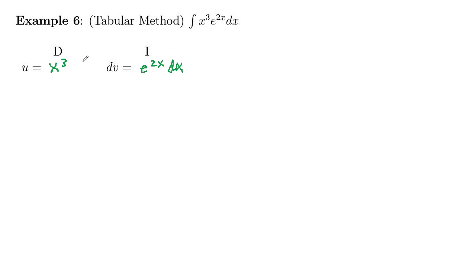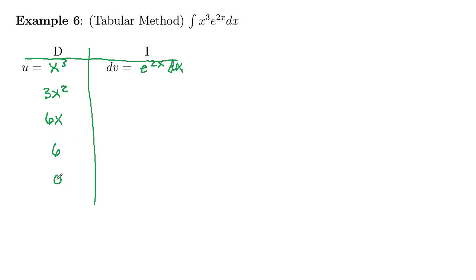Well, you can shorthand this by thinking of your u as your differentiation column and your dv as your integration column. And we'll just make a table here. And what you do is you differentiate until your power goes down to 0. So derivative of x cubed is 3x squared. Derivative of 3x squared is 6x. Derivative of 6x is 6. And derivative of 6 is 0.